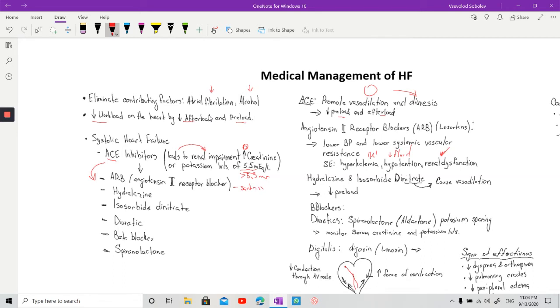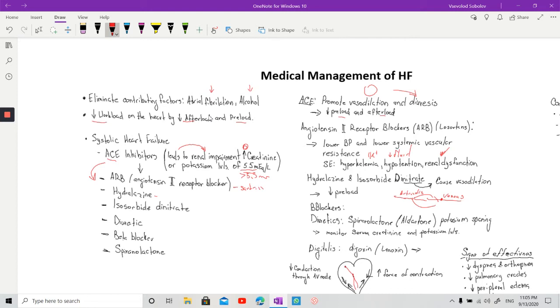So hydralazine, a vasodilator, and isosorbide dinitrate cause vasodilation. So we have our capillary, and hydralazine will dilate arteries, or more precisely arterioles, and then isosorbide dinitrate, nitrates. Everything is nitrate, nitroglycerin. They would dilate the other side, the venous side of the blood vessels, and thus lower the preload.